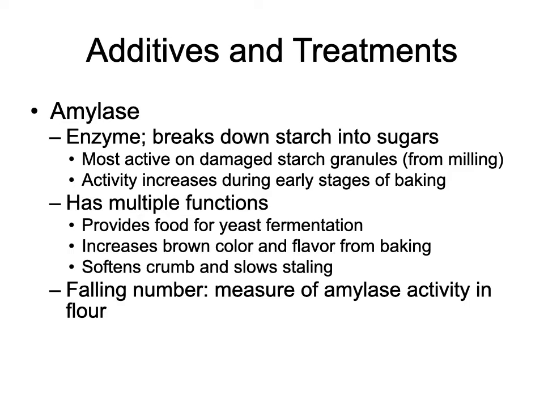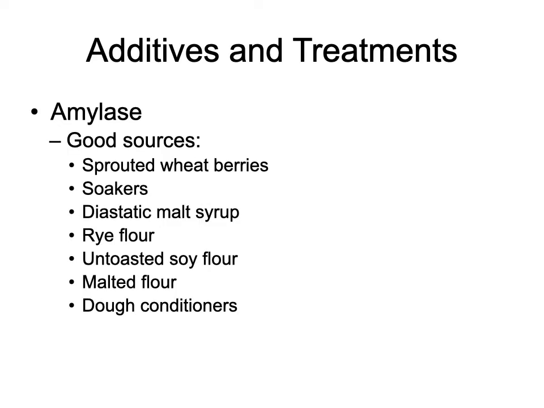We can get amylase activity a lot of different ways. We don't have to add it to our flour. One of the things we can do is use sprouted wheat berries. We can use soakers. I have several bread recipes that call for a soaker, and it helps to increase that amylase activity, thereby getting all the benefits that we get from enzyme activity, and that we get great flavor, we get great browning, so we get a lot of good things out of that.